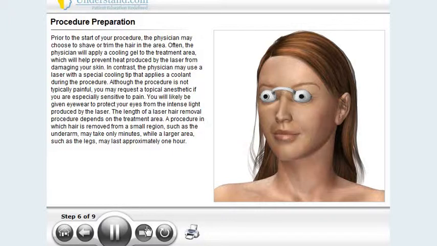The length of a laser hair removal procedure depends on the treatment area. A procedure in which hair is removed from a small region, such as the underarm, may take only minutes, while a larger area, such as the legs, may last approximately 1 hour.